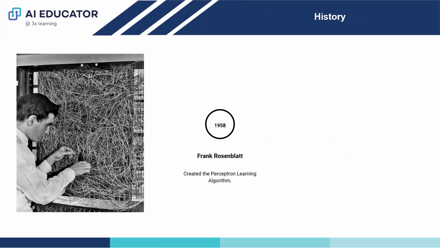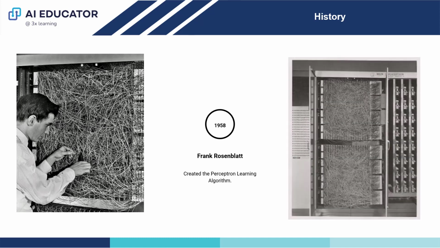Perceptron was created by Frank Rosenblatt in the year 1958 at Cornell Aeronautical Laboratory in the United States. In 1958, they physically made a perceptron with an array of 400 photocells, as you can see in this picture. This was the perceptron, the first artificial neuron that could recognize images with a 20 cross 20 pixel camera.